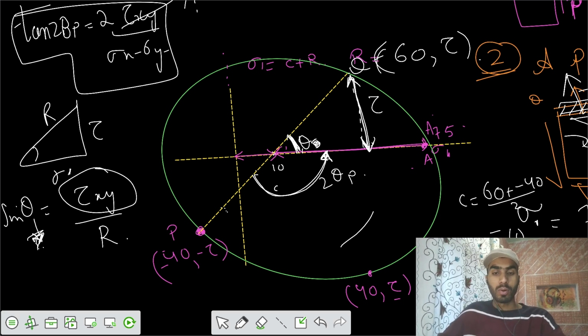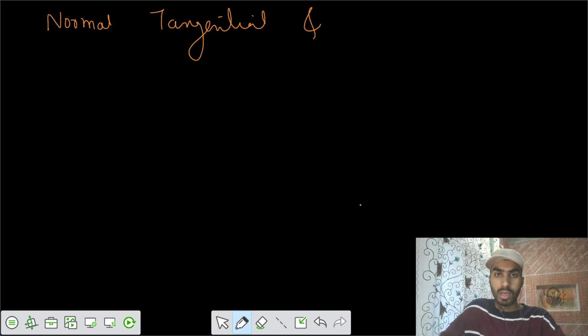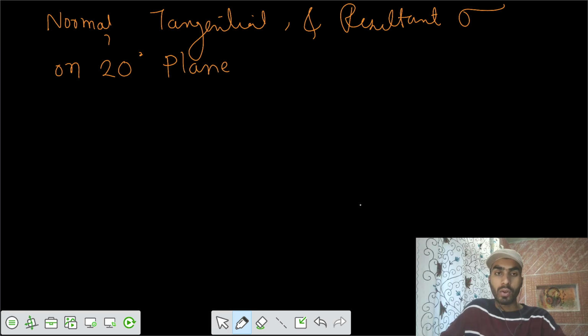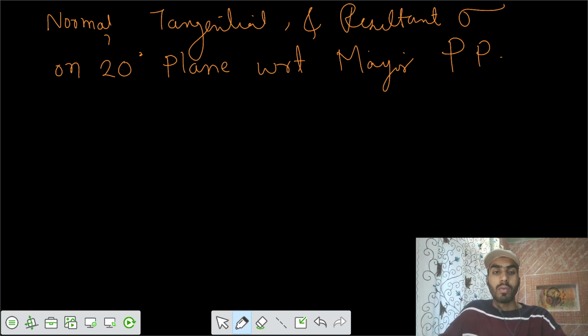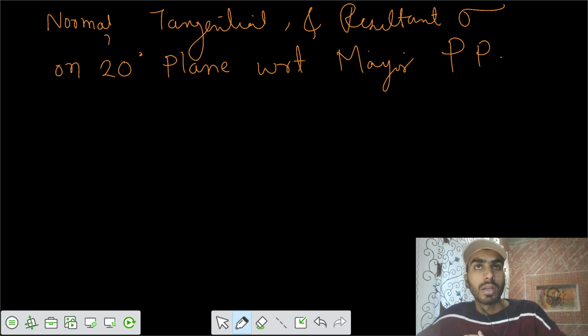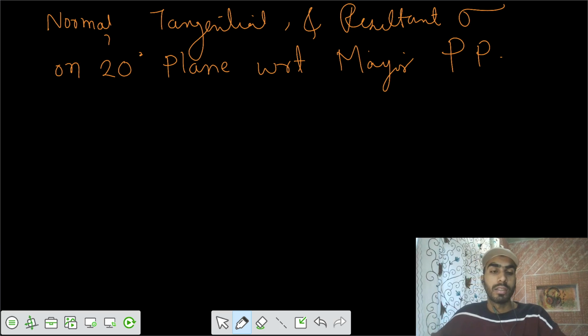Let's take one more problem. You need to get the normal, tangential, and resultant stresses on a 20-degree plane. You have a plane that's making 20 degrees with respect to the vertical, or we can say the major principal plane. With respect to the major principal plane, your desired plane is making an angle of 20 degrees.